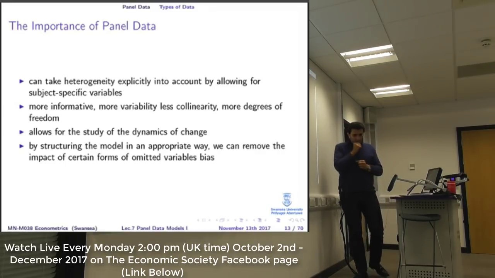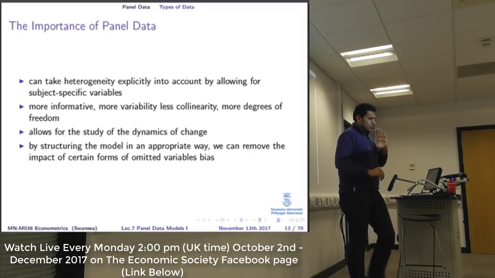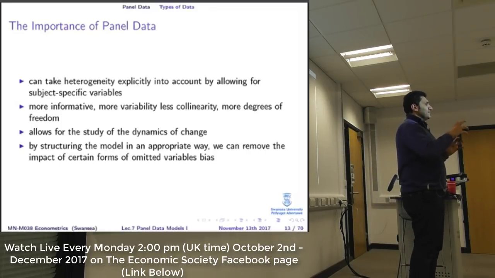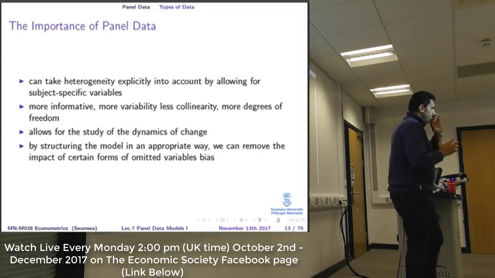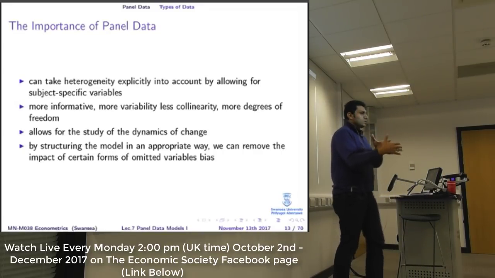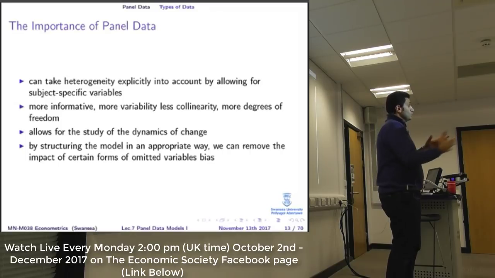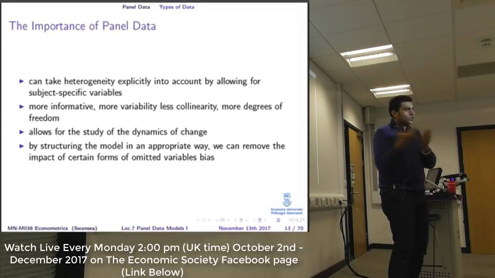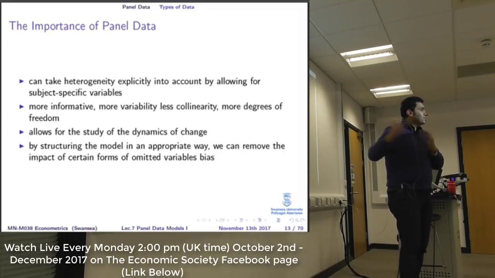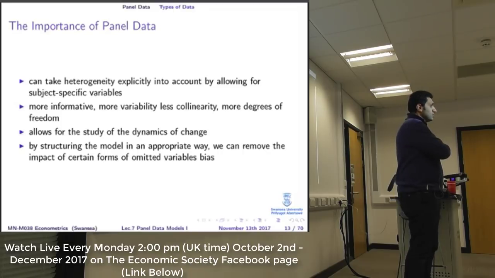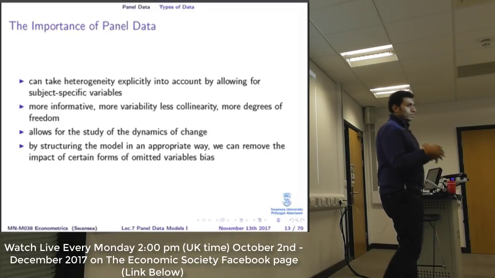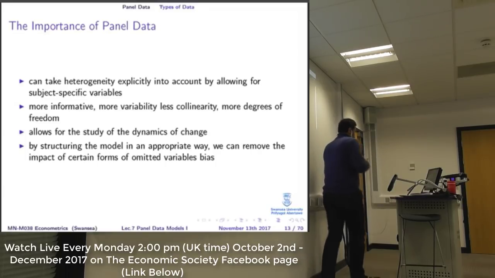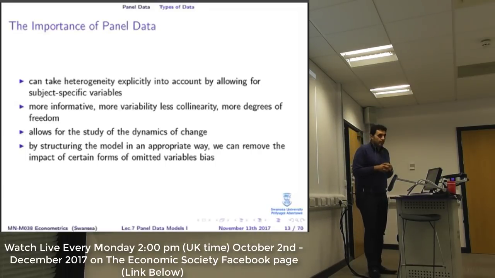The last one: by constructing the model in an appropriate way, you can actually remove the impact of certain forms of omitted variable bias, specifically those variables that are subject specific and that you can't measure. These don't change over time, and at the same time you can't observe them or take them into account, so the impact goes into the error term. I'll show you when we estimate panel data how we can get rid of this effect on our estimation. So it reduces this sort of omitted variable bias.